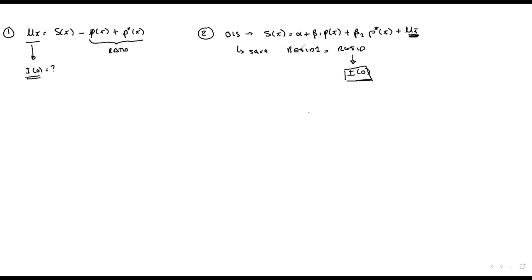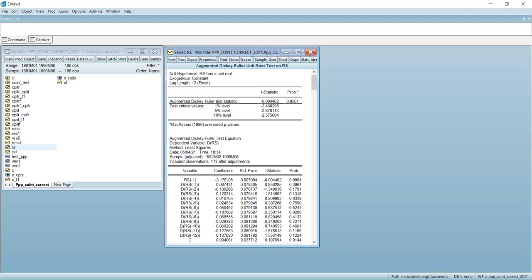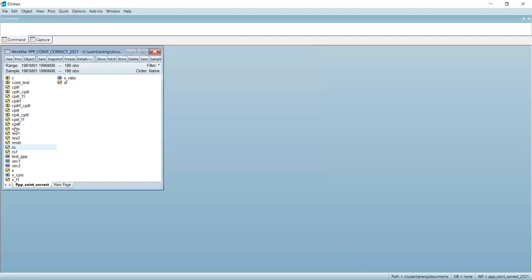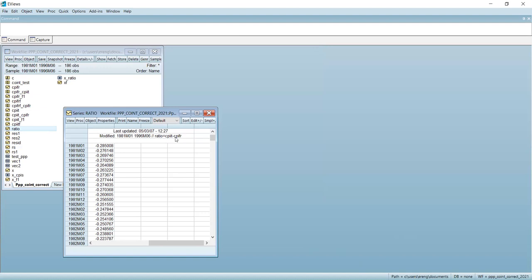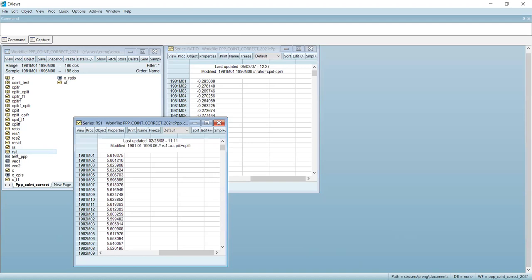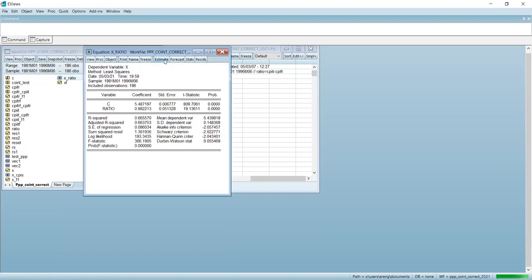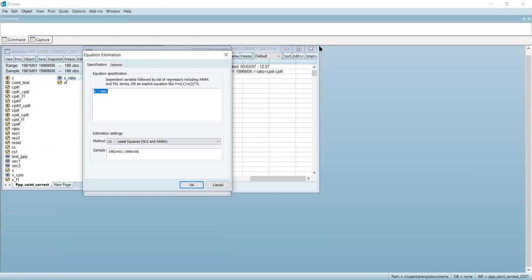Ready? Okay, guys. So we are running more or less out of time. So if we create ratio, you just generate ratio equals CPI Italy minus CPI France. Okay, so this is what I call the ratio variable. And I don't know which one is, perhaps is this one. Here we go. Yes, okay.